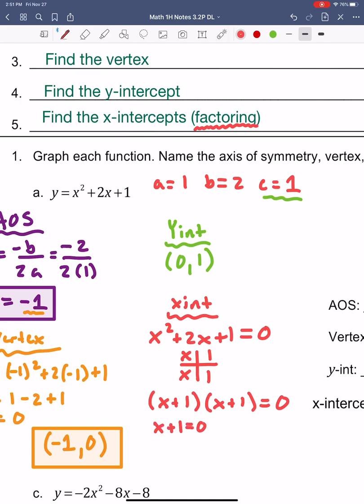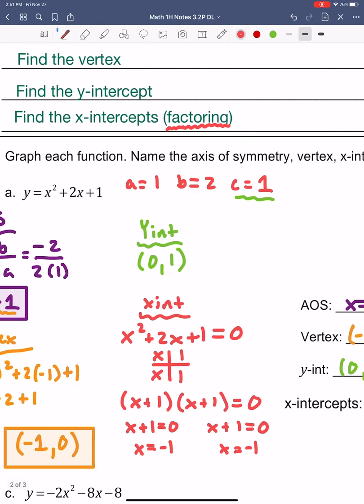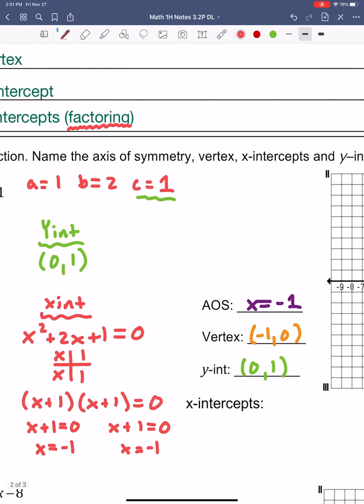So I'm going to set each one of these equal to 0. Of course, these are the same, so I don't really need to do it twice, but just to get in good habits here. And then I will solve for x. Subtract 1 to the other side, so x equals -1, and x equals -1. And so we end up with our x-intercept at -1. In this case, we have just one x-intercept at -1.